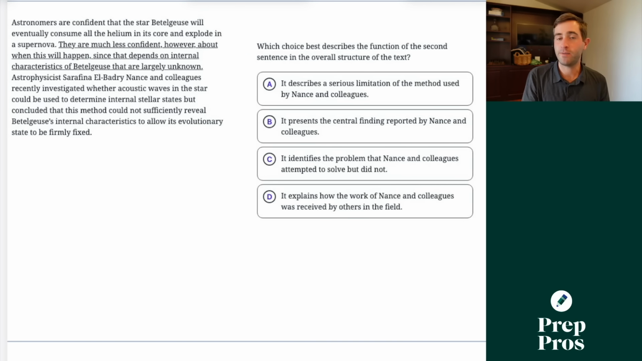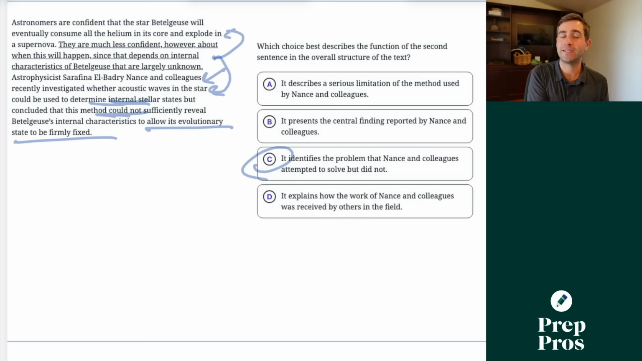Well, here we kind of have a little bit of tricky stuff going on. We can see first, right, this is relating to this first sentence in that they're confident that it's going to explode, but they don't know when this will happen. So that's one connection we could see. But we also get a connection down to the final sentence because we're saying, right, they don't know when this will happen. So now they're trying to figure out when it's going to happen, but they actually cannot. And that's where we can see that C is correct. It's relating to that second part here. It's identifying the problem they're trying to solve, but they could not actually solve it.